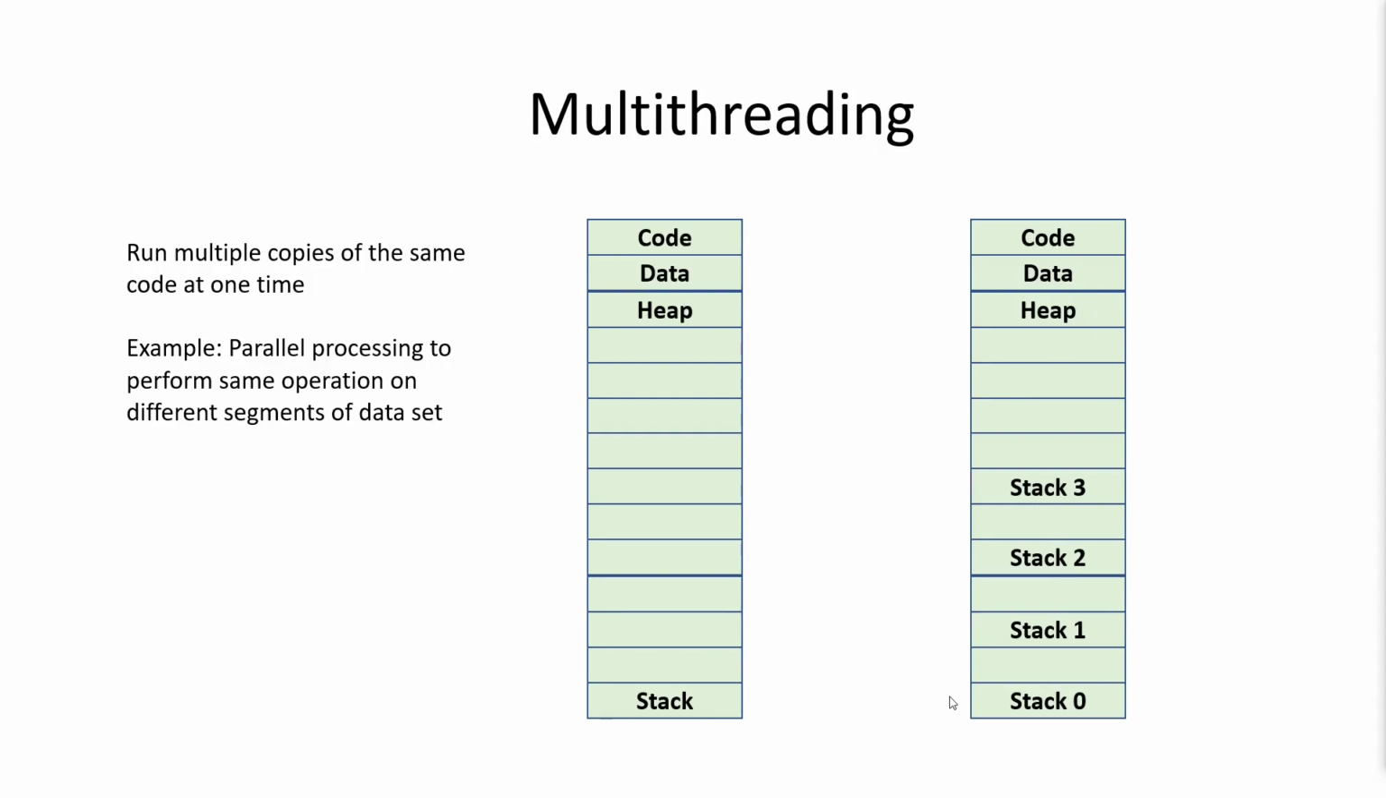But then we'll have multiple threads, and each thread gets their own stack. That way they can keep track of their own local variables, their own parameters. So we'll just duplicate this. I want to point out too that we may run into problems because as the stacks grow, the stack from thread 0 may grow into the stack for thread 1. So there's an issue there.